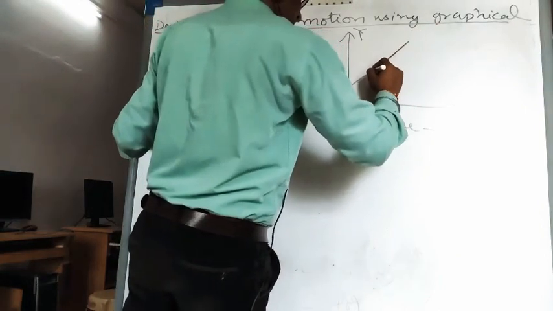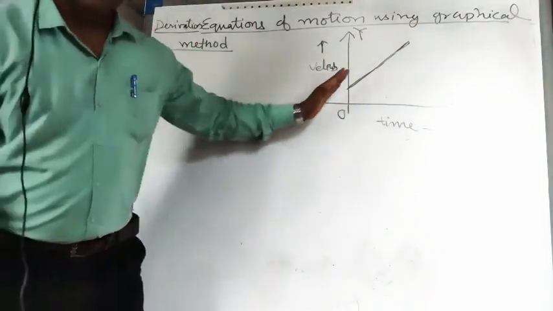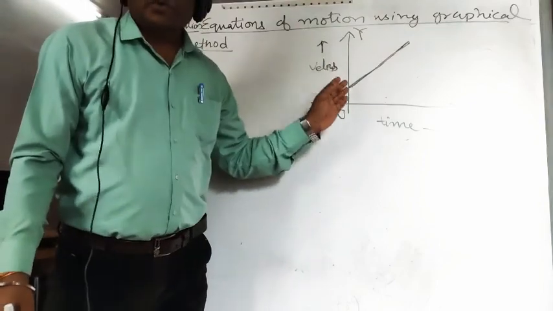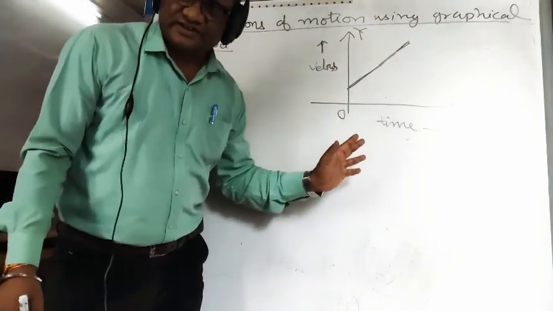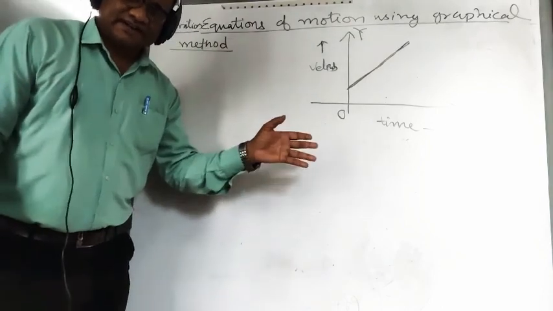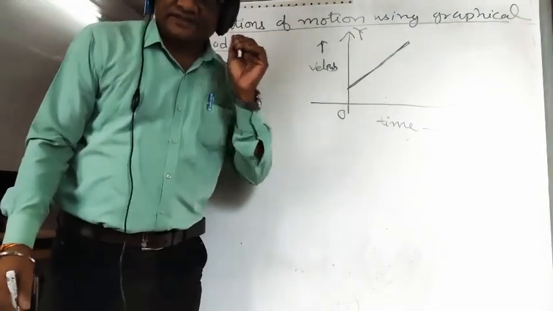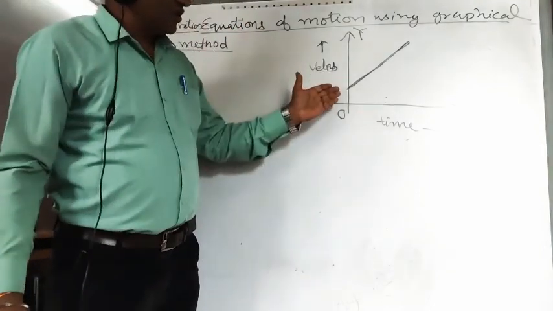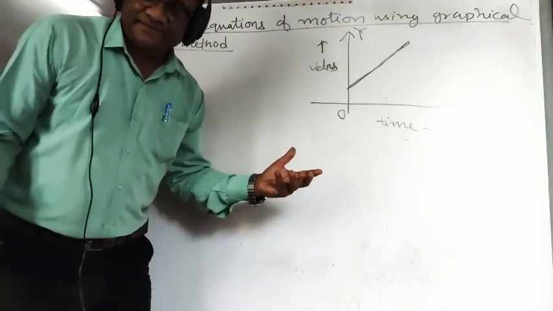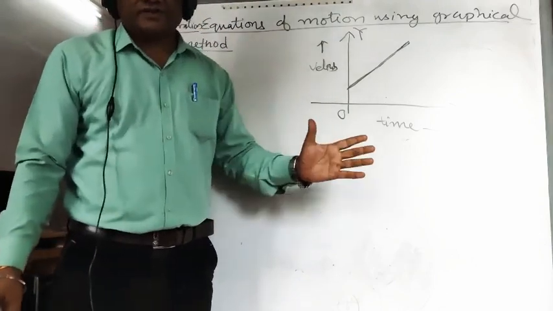What does the velocity time graph actually indicate? Look at the velocity time graph represented by a straight line. This straight line indicates that the object moves with constant acceleration. It means that the rate of change of velocity is constant, and the velocity of the body changes by an equal amount in equal intervals of time.